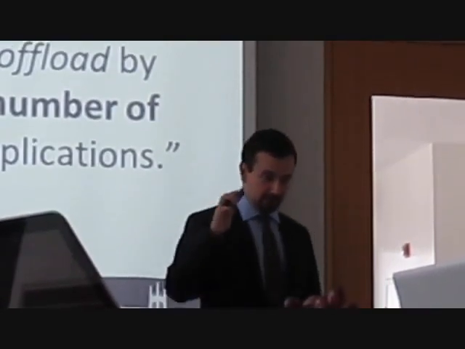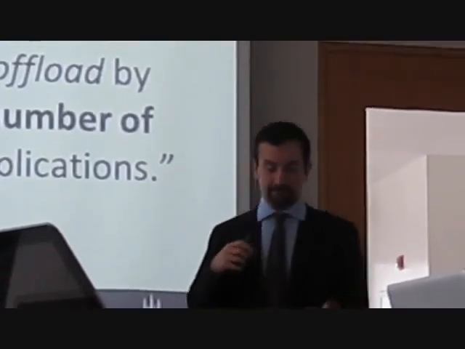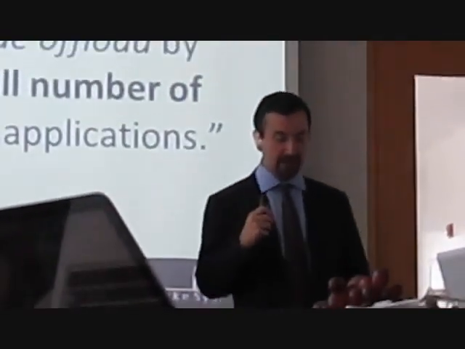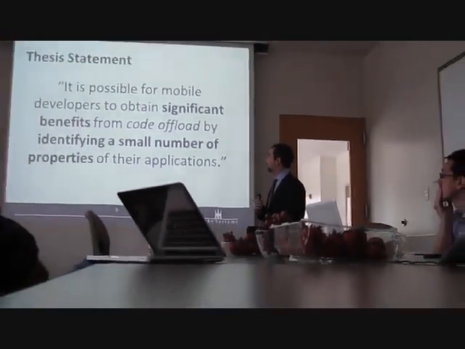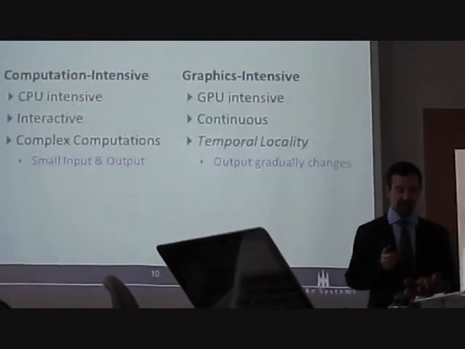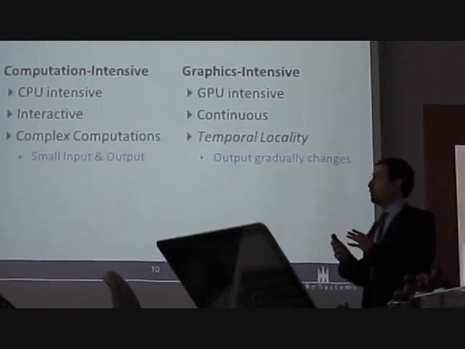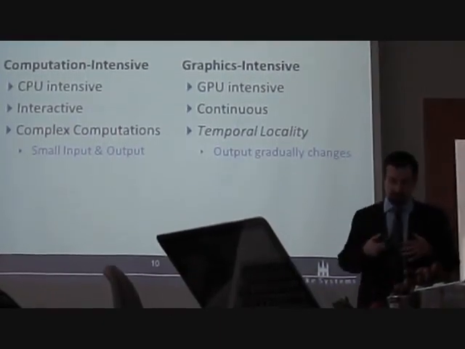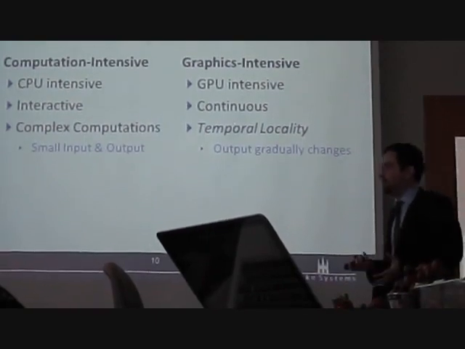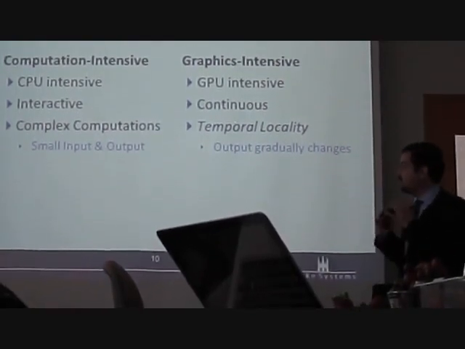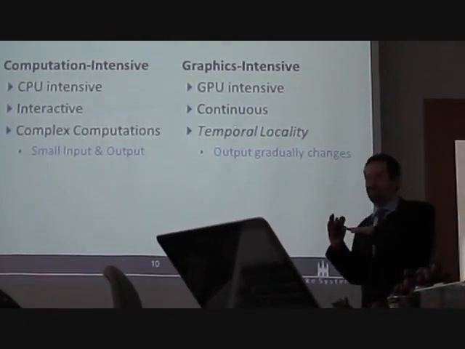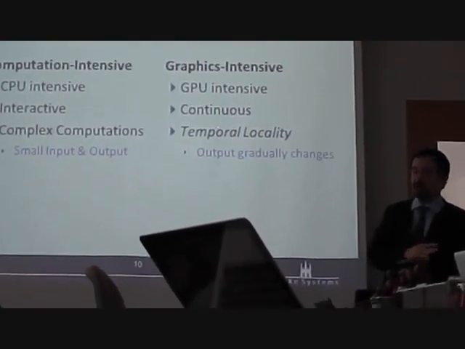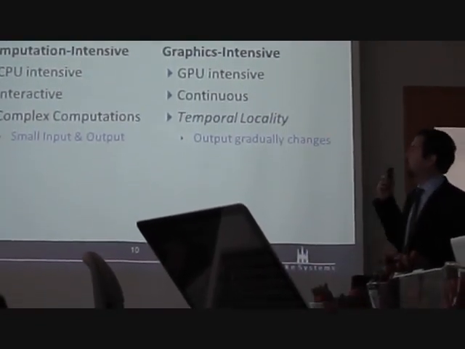Now, my thesis statement is that it is possible for mobile developers to obtain very significant benefits from doing code offload by identifying just a small number of properties about their applications. The first set of properties is to identify what class of application you are targeting. First, we have the computation-intensive applications: CPU-intensive, memory-intensive, in general, resource-intensive. They are interactive applications with the operation model that I mentioned. In general, they have complex computations compared with the amount of input and output they produce. This comes down to whether it's cheaper to send this input and output over the wire than doing the operation locally. If so, then this is a very suitable application for this approach.